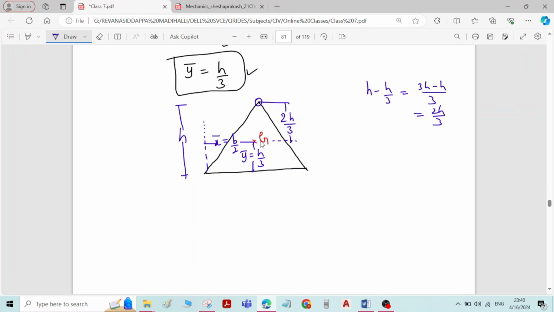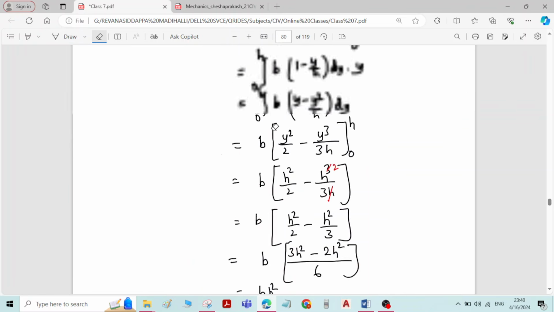And the x bar formula is b by 2. Even from this side also it is b by 2 only, if you measure the centroidal distance from the other end. So this completes the derivation.